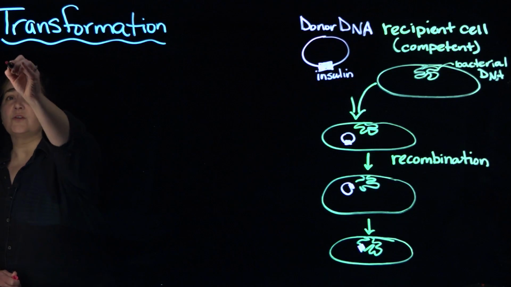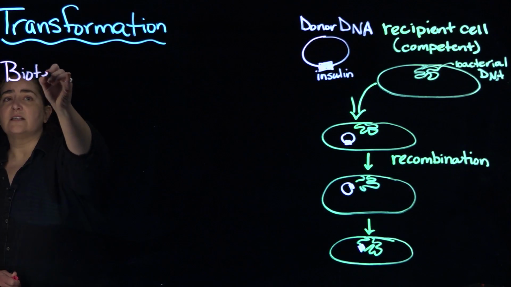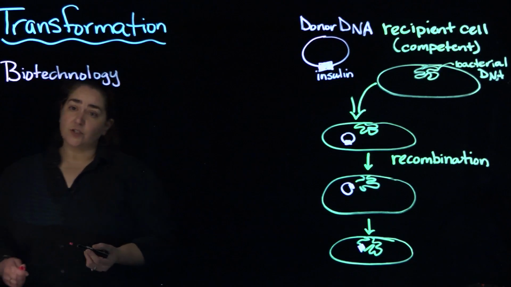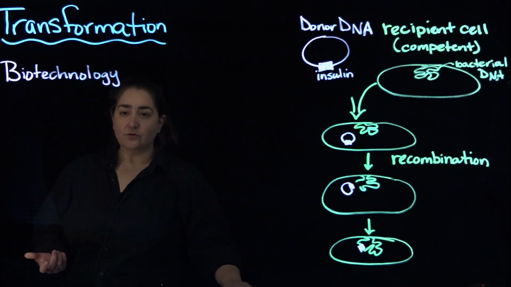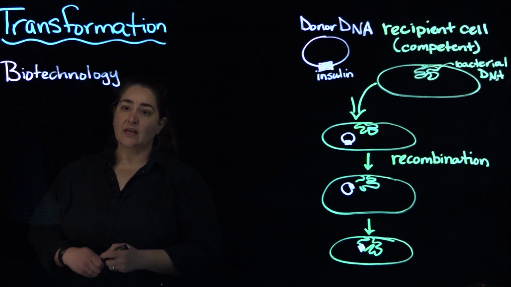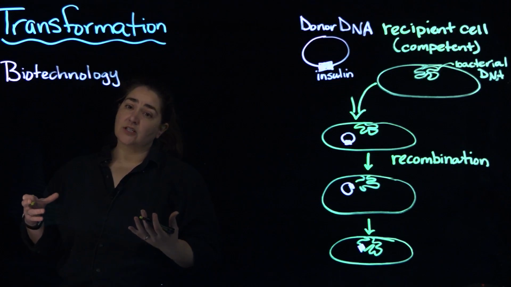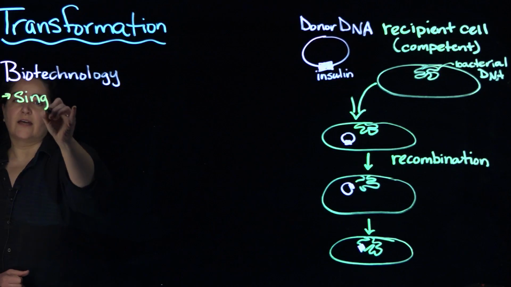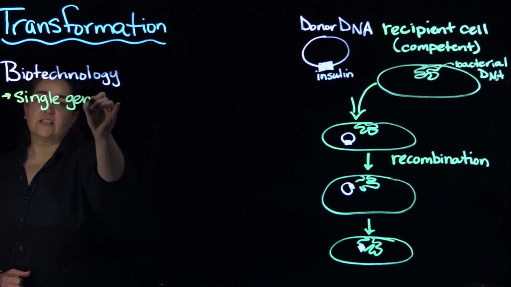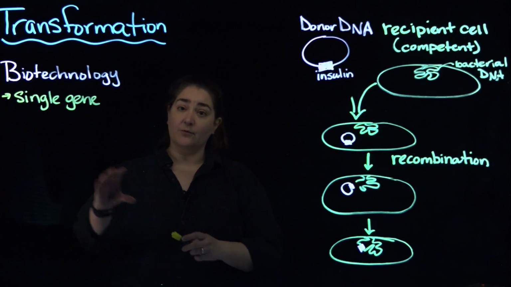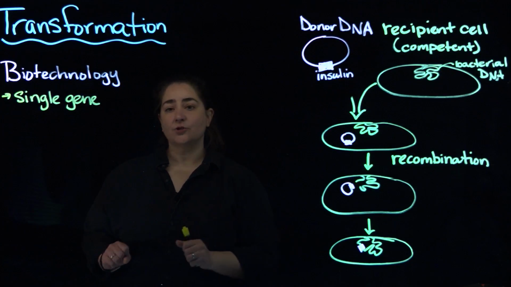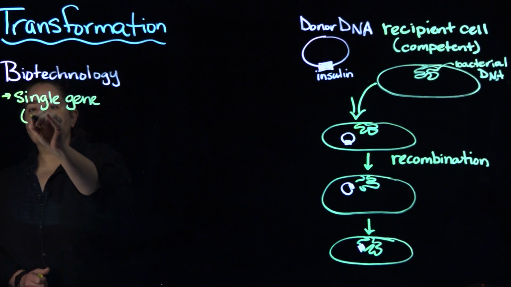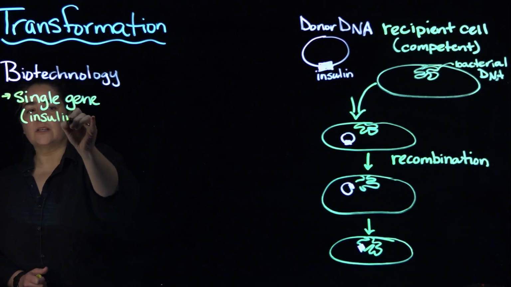And transformation is really kind of neat because it is used a lot as part of biotechnology. So it's used at research universities, it's used in pharmaceutical companies. And what the biotechnology industry is doing with transformation is they're taking advantage of the fact that a single gene can be taken from one organism and transferred to bacteria. In this case, the example I'm going to use for our single gene is going to be insulin.